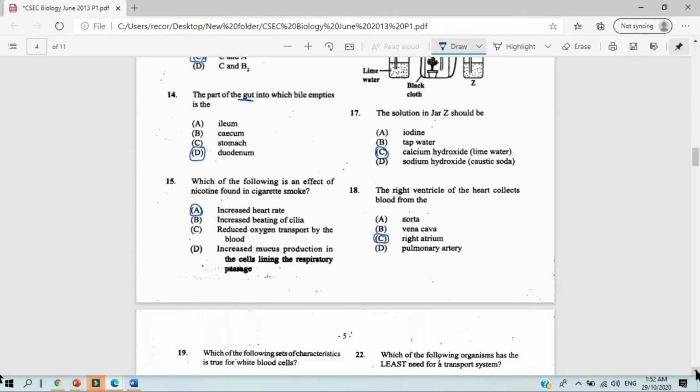18. The right ventricle of the heart collects blood from the, don't do that. Don't jump to vena cava. Pay attention to this part here. Not just right, but what part of the right? The ventricle. And above the ventricle, you are going to have the atrium. So your answer there is going to be C for 18.